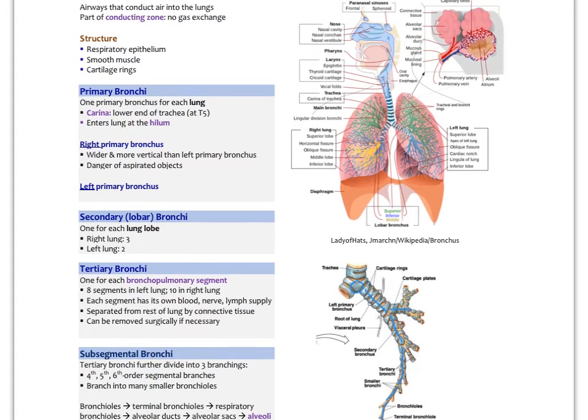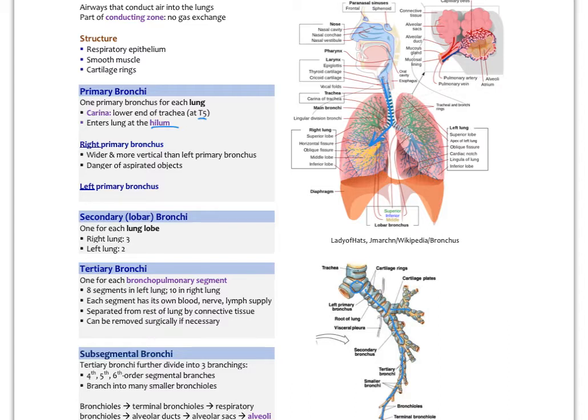All right, so we looked at the primary bronchi already. One primary bronchus for each lung, branches off at the carina at T5, enters the hilum of the lung. The right primary bronchus going into the right lung is wider and more vertical than the left, and so this is where those aspirated objects tend to fall down into the right bronchus. And the left primary bronchus goes into the left lung.